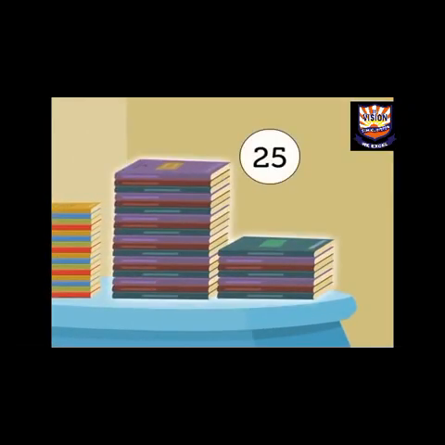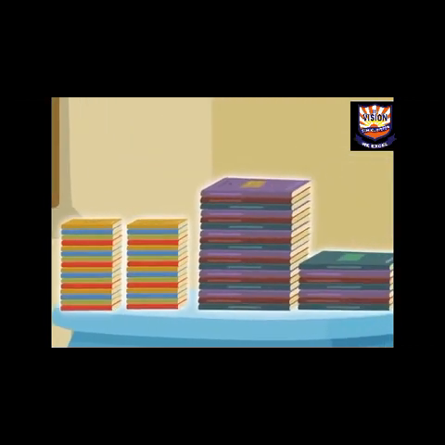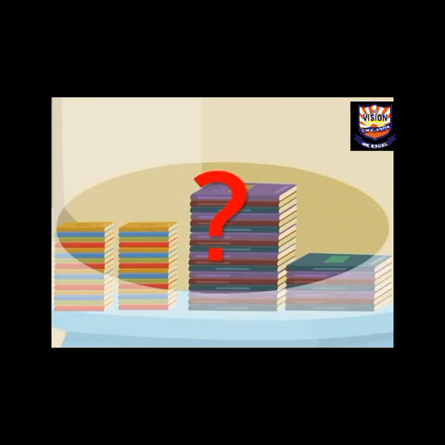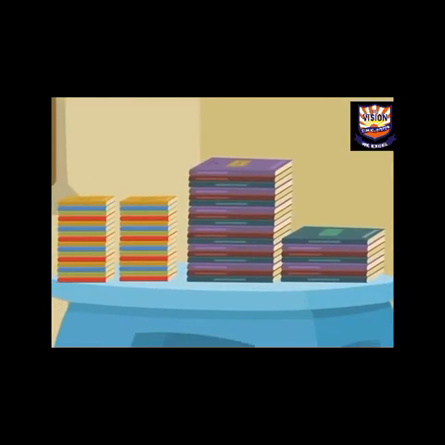Let me explain. We have 25 long books and 32 small books, and we have to calculate how many books there are altogether on a table. Now we will write first 25 and then 32, and we will add both numbers using the addition sign. When we add 5 and 2, the answer will be 7, and when we add 2 and 3, the answer will be 5. Means that when we add 25 and 32, the answer will be 57. Means that there are 57 books together.